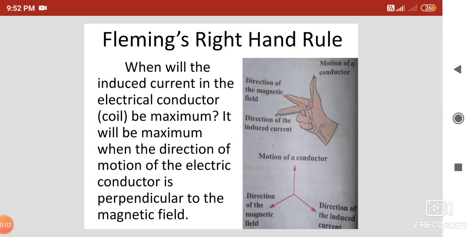Hello students, in the last video we discussed electromagnetic induction. It is a process by which a change in the magnetic field in a coil produces electric current in another coil. We have seen in the last video that one solenoid coil and another coil are kept near each other. The solenoid coil is connected to the battery.